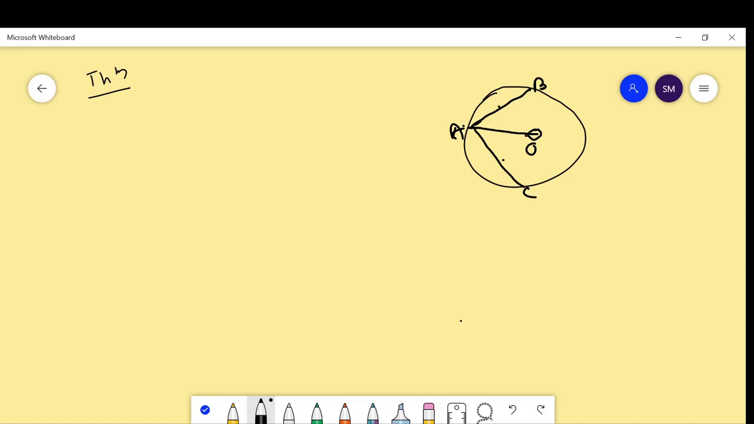Here join BO and CO. Then we have to prove that the two chords AB is equal to AC.